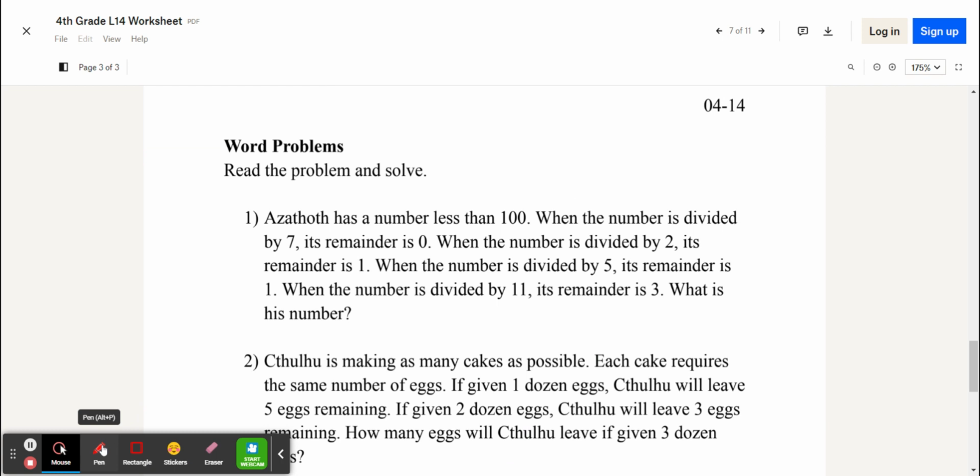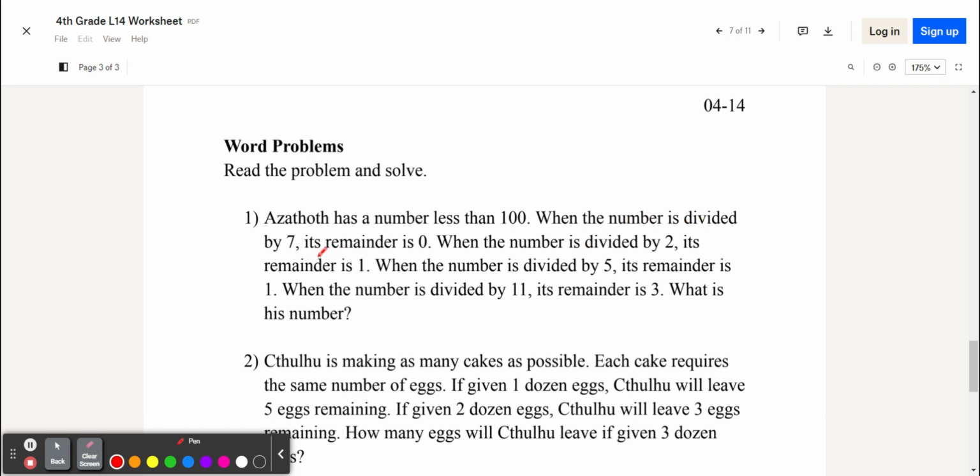And then for our word problem sections. So we have Azathoth, and Azathoth is thinking of a number less than 100. When this number is divided by 7, its remainder is 0. When the number is divided by 2, its remainder is 1. When the number is divided by 5, its remainder is 1. And when the number is divided by 11, its remainder is 3. So what is his number?